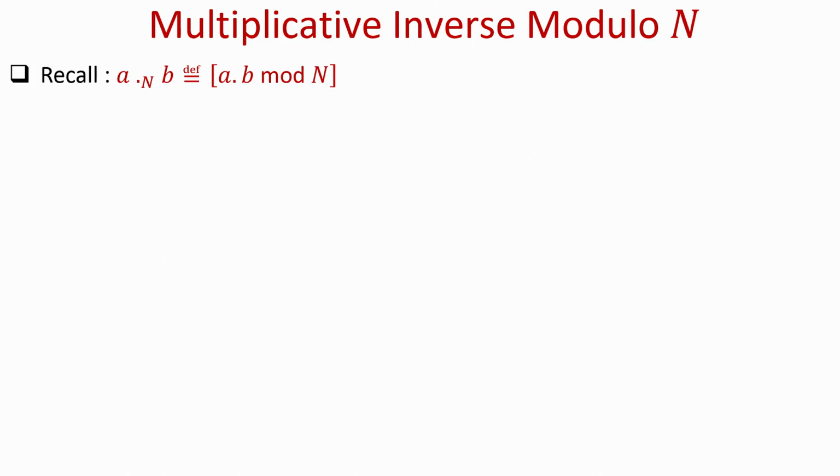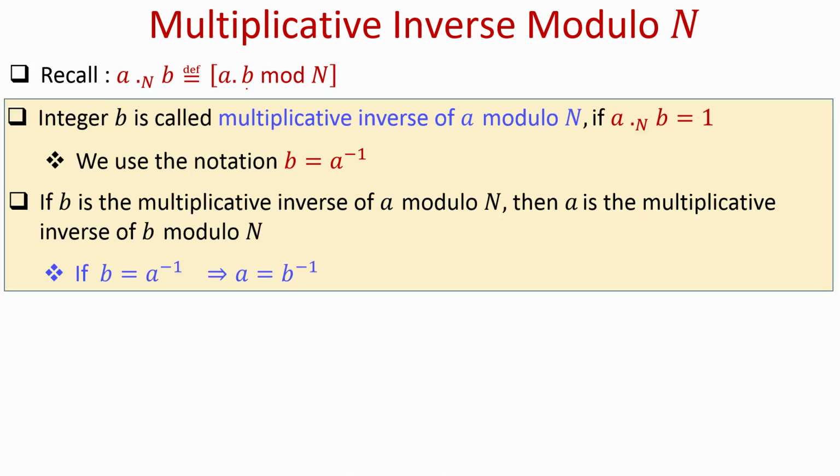So, how exactly will this extended Euclid's GCD algorithm be useful? It will be useful to compute multiplicative inverse modulo n. Recall how we defined the multiplicative operation modulo n. a times b modulo n is defined to be the remainder of a times b divided by n, and we define an integer b to be the multiplicative inverse of a modulo n if the product of a and b modulo n gives you 1. We use the notation b equals a inverse to denote the multiplicative inverse of a modulo n.